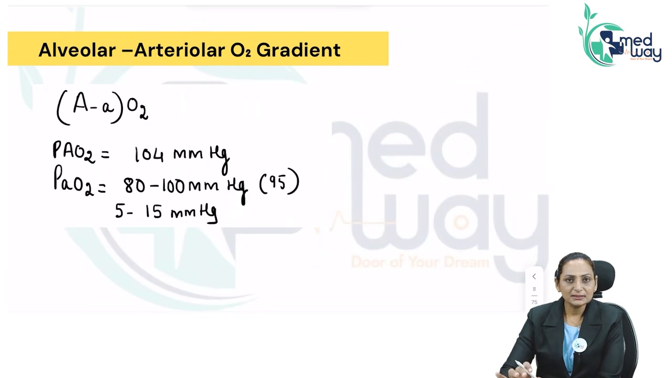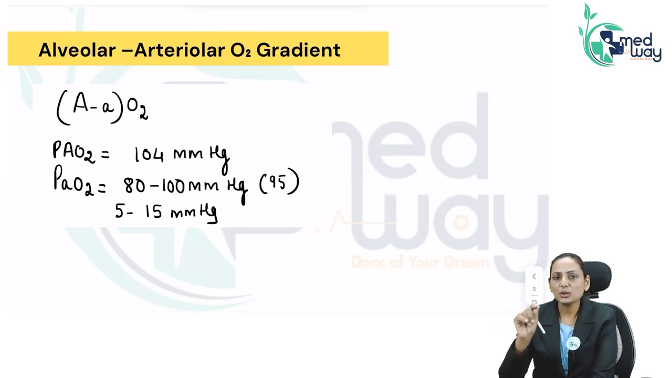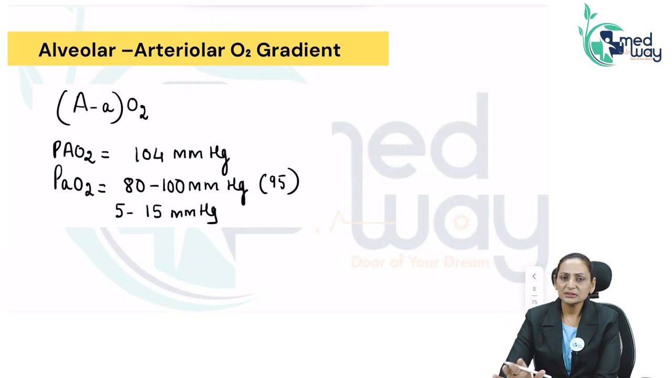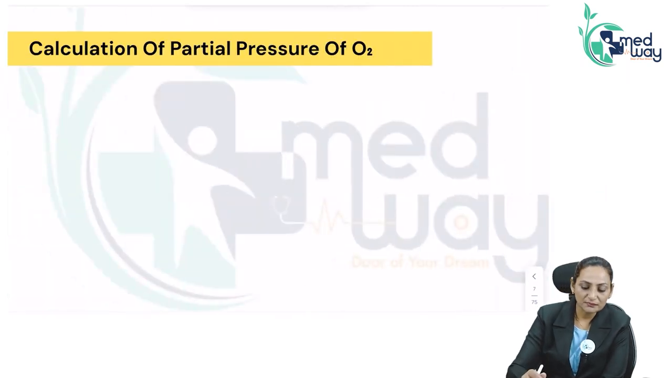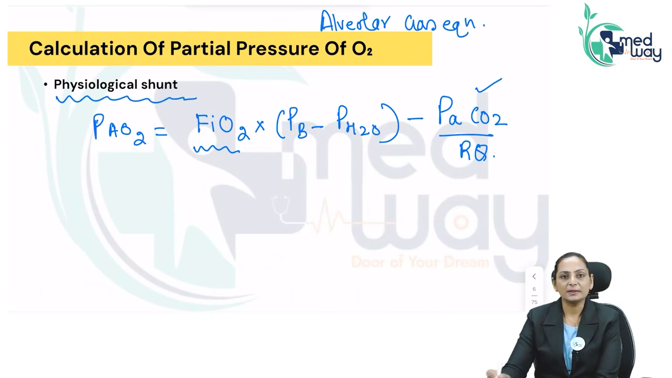When you calculate the alveolar gas equation, it comes to around 104 mmHg. Okay, 104 mmHg. But when you take an arterial blood sample, you find that your oxygen is not 104, it is 95, and we take it as absolutely fine. Why is it 95? This is because of the phenomenon of the physiological shunt.